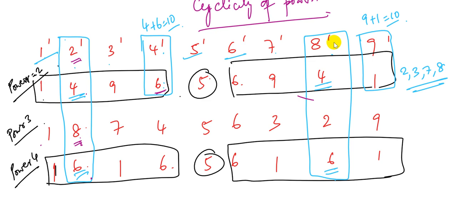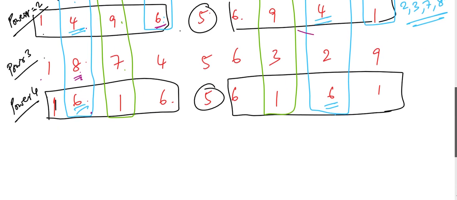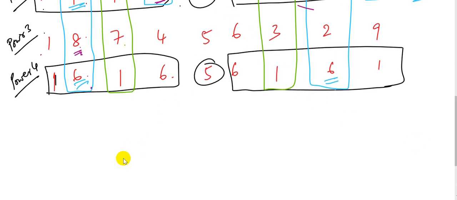So, 8 has a cyclicity of 8 4 2 6, 2 has a cyclicity of 2 4 8 6, and finally, we go to 3 and 7. 3 has a cyclicity of 3 9 7 1, and 7 has a cyclicity of 7 9 3 1. So, once again notice that 7 plus 3 is 10, 9 plus 1 is 10. Which means that 2, 3, 7, 8 have a cyclicity of 4, and 4 and 9 have a cyclicity of 2.